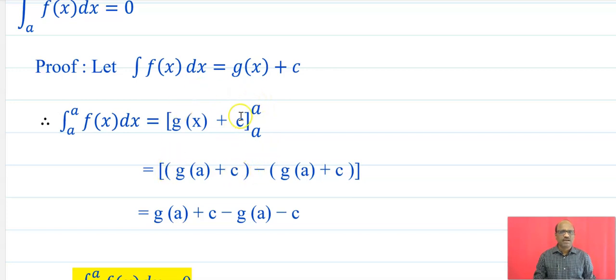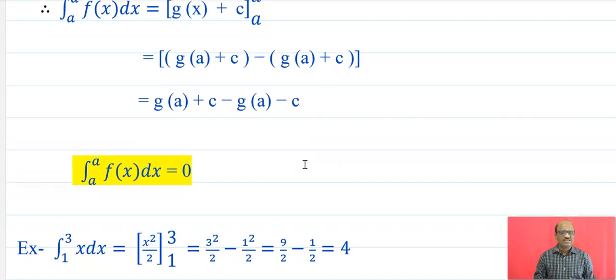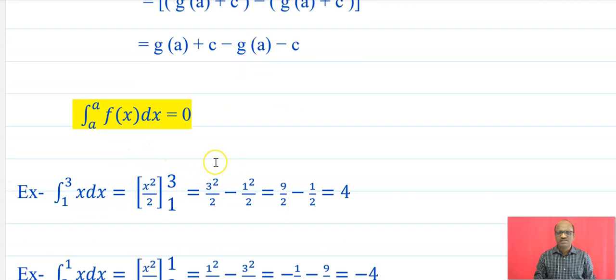Therefore, upper limit minus lower limit: replace x by a, and you get g of a plus c minus g of a plus c. Open the bracket and you get g of a plus c minus g of a minus c. Here g of a and minus g of a cancel, plus c and minus c cancel, and hence the integral with lower limit a and upper limit also a of f of x dx is equal to 0. The value of this definite integral is 0.